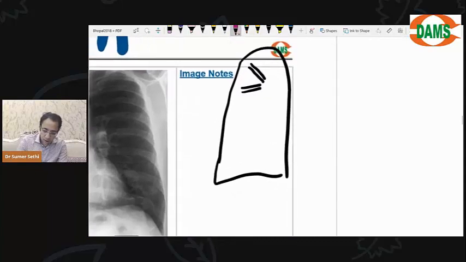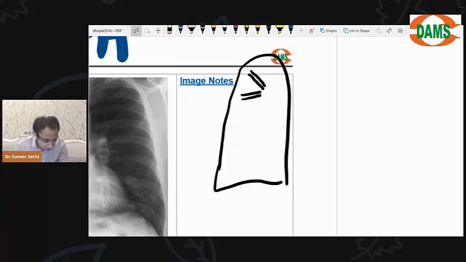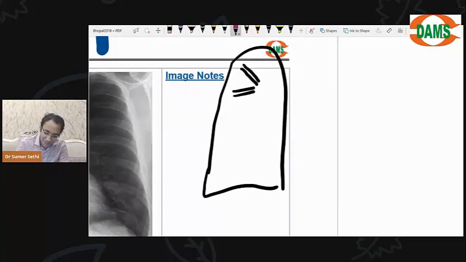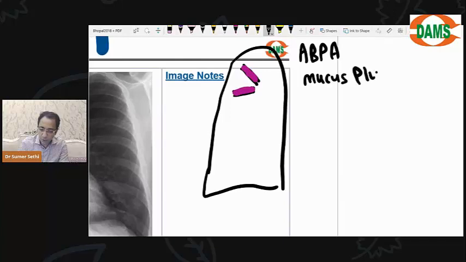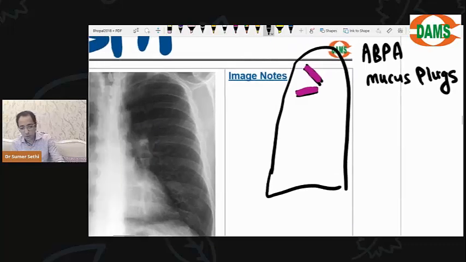Okay, if you have an allergic disorder, everybody listen to me. If you have an allergic disorder, the bronchi will be full of mucus. Why? Because in allergy, there is hypersecretion of mucus. So in allergic bronchopulmonary aspergillosis, you develop mucus plugs in the bronchus. Some of the bronchi will develop mucus plugs. Now listen to me and answer.